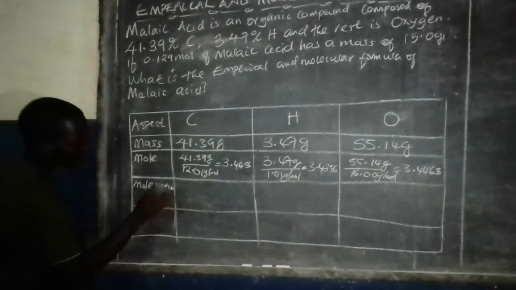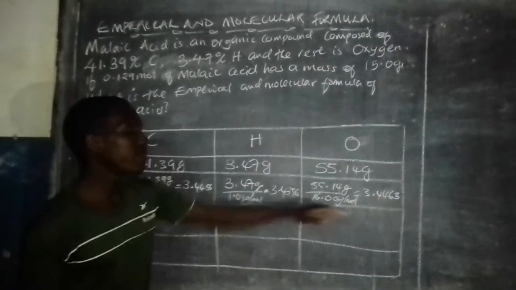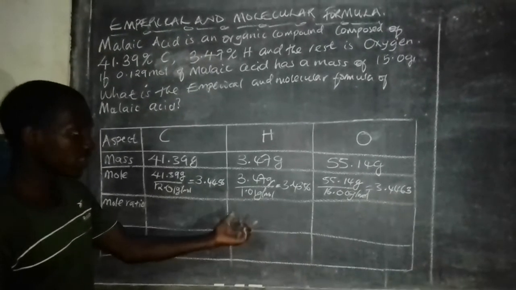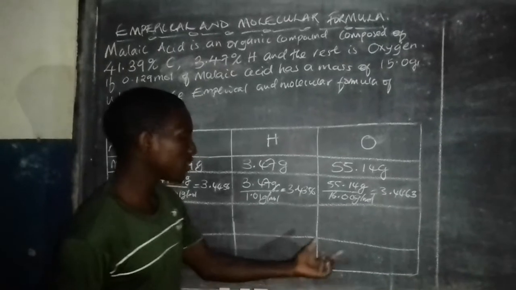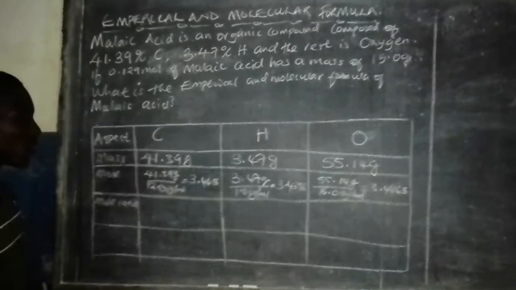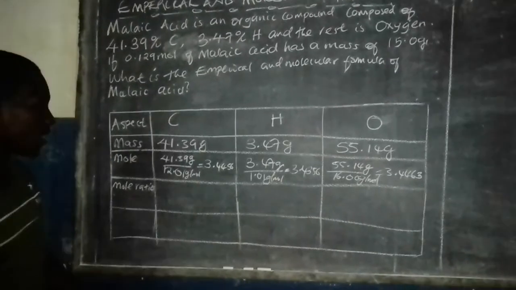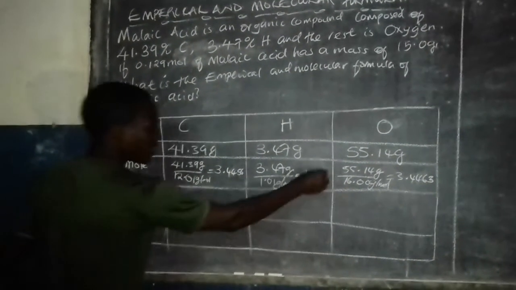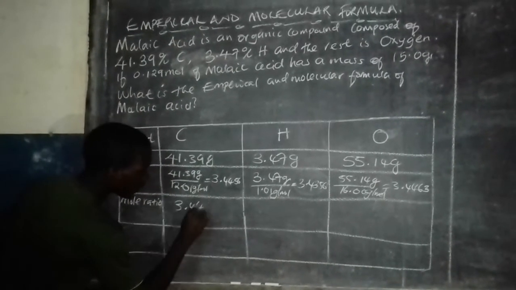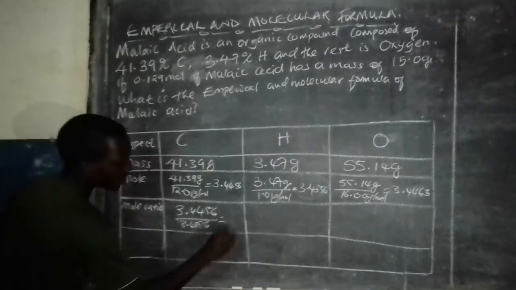In the mole ratio, we are going to be dividing all these numbers of moles by the least number of moles. Here we have the first one, 3.4456, then 3.4356, and 3.4463. That means 3.4356 is the least number of moles. So we divide all of these by 3.4356. We get 3.4456 over 3.4356. What does that give us?